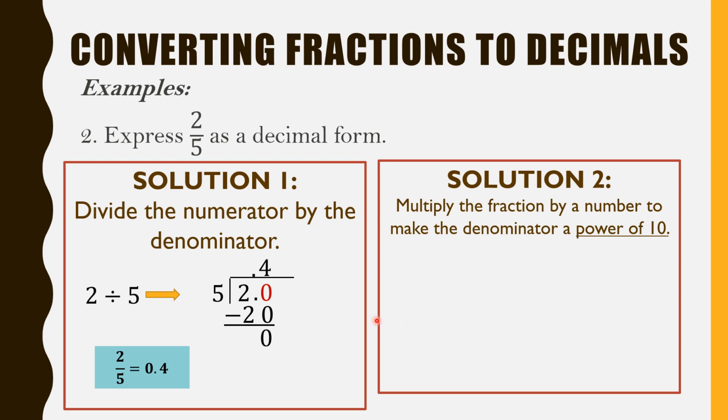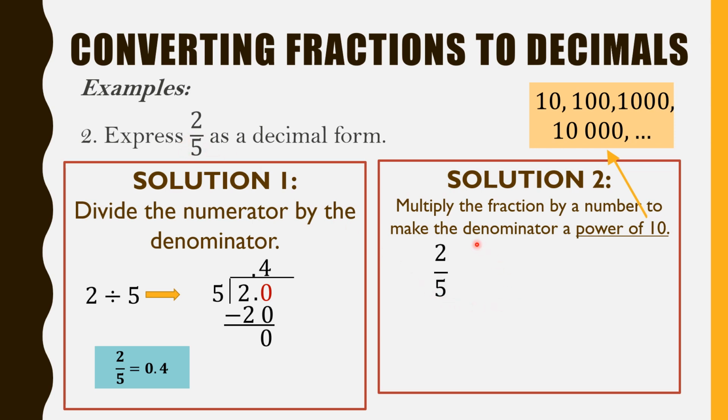For solution 2, we are going to find a number which we could multiply with 5 to get a power of 10. And I know by now you know what that number is. Okay, so the smallest power of 10 that we could get is 10, right? Because 10 is a multiple of 5. Now, what number could we multiply with 5 to get a 10?